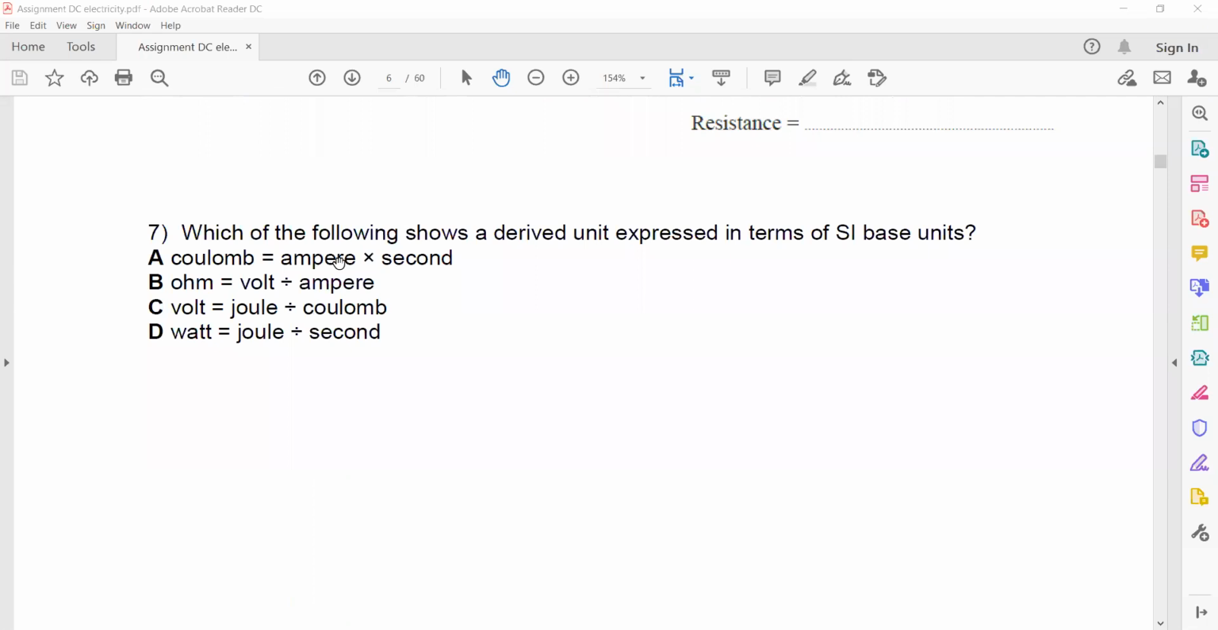Which of the following shows a derived unit expressed in terms of SI base units? The derived unit in terms of SI base units. Question 7. So A is the right answer because ampere multiplied by second, both are SI base units, and we represent a coulomb in terms of SI base units.